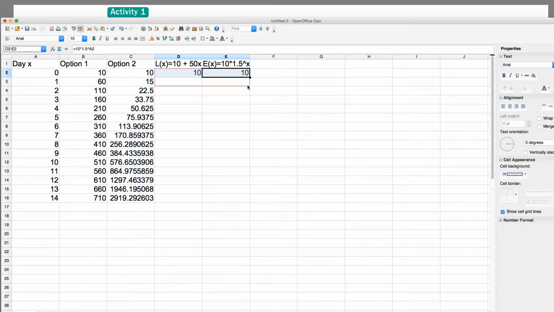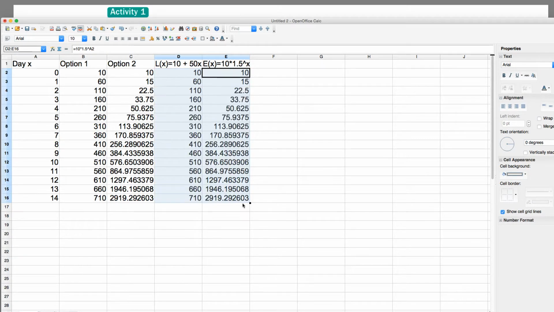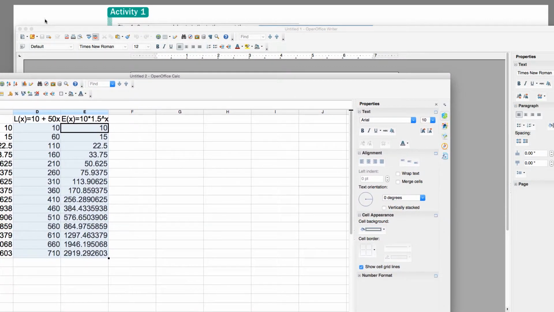I can replicate this. I grab the handle, I pull it down, and I see that I've got exactly the same results between the two columns. So you should be comfortable doing this kind of work. We're going to be doing it again here for the next activity. So we'll want a new page, get a new spreadsheet up and running, and let me go to the next problem.